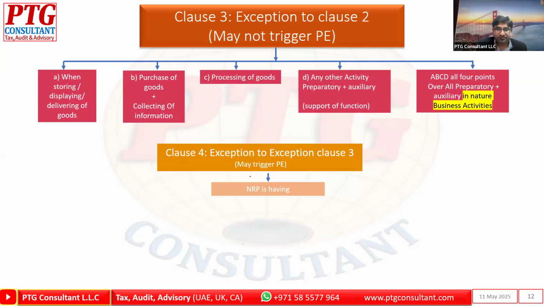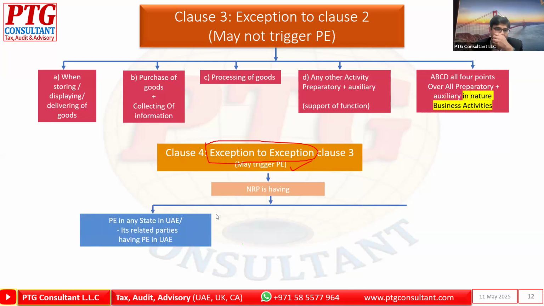Exception clause number 4: non-resident exception to exception clause C. This is another point, exception to exception. In we already read the exception. Now another exception may trigger PE: having a related party in any state in UAE.